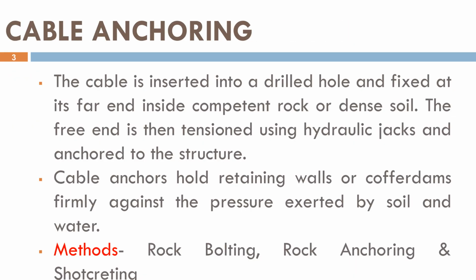Now let's understand how cable anchoring actually works. A hole is first drilled into the ground until it reaches competent rock or dense soil. A steel cable is inserted into this hole, and its far end is fixed securely inside the strong ground. The outer end is then tensioned using hydraulic jacks and anchored to the structure. This tensile force prevents the retaining wall or cofferdam from moving under earth and water pressure. Three common stabilization techniques are rock bolting, rock anchoring, and shotcreting. While rock bolts provide local support, cable anchors can resist much larger loads over longer distances.